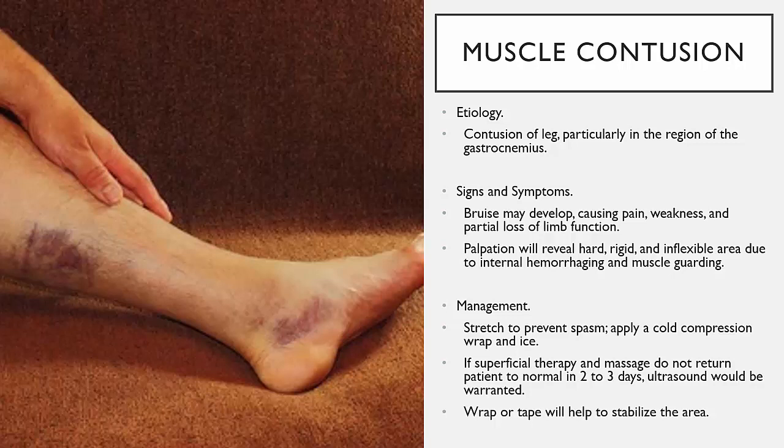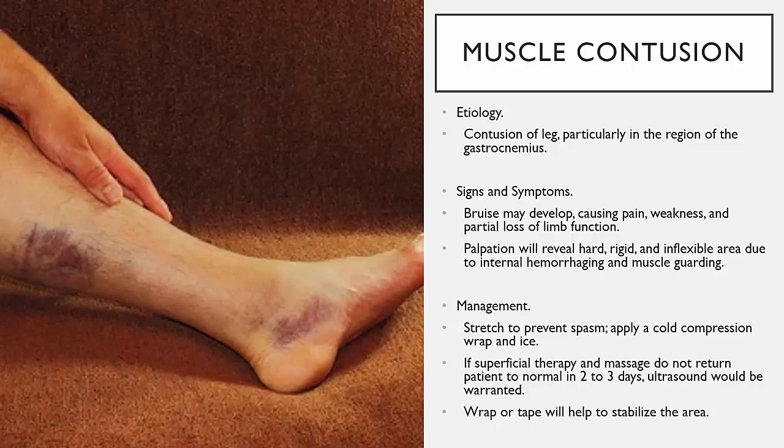A muscle contusion. Contusions of the leg, particularly in the region of the gastrocnemius, are common. Signs and symptoms may include a bruise that develops, causing pain, weakness, and partial loss of limb function. Palpation will reveal a hard, rigid, and inflexible area due to internal hemorrhaging and muscle guarding.